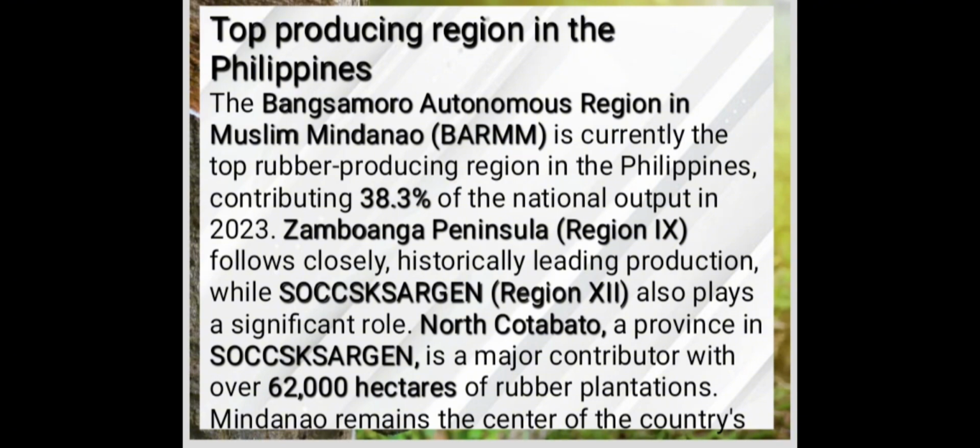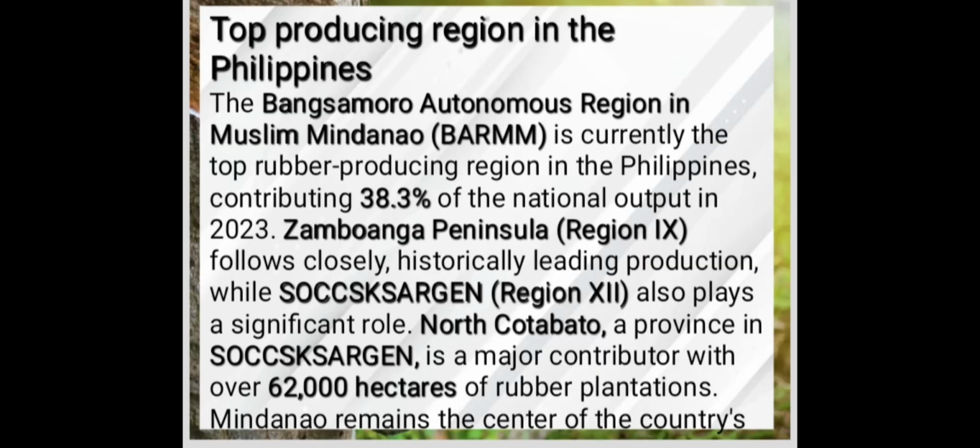Top producing region in the Philippines. The Bangsamoro Autonomous Region in Muslim Mindanao, or BARMM, is currently the top rubber producing region in the Philippines, contributing 38.3% of the national output in 2023.